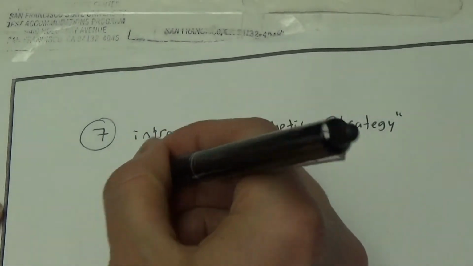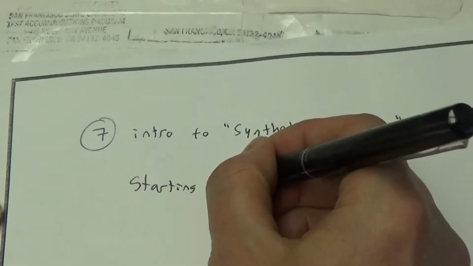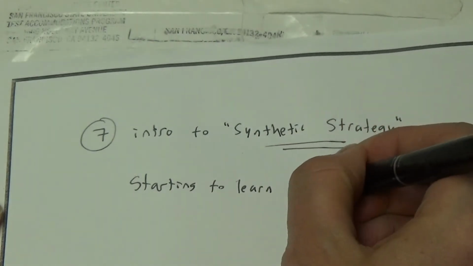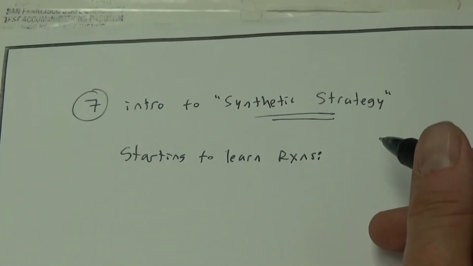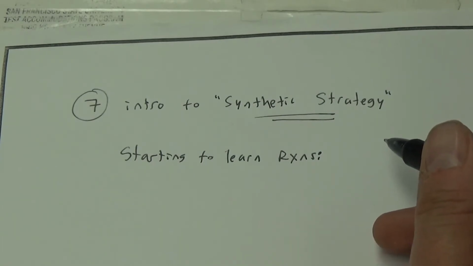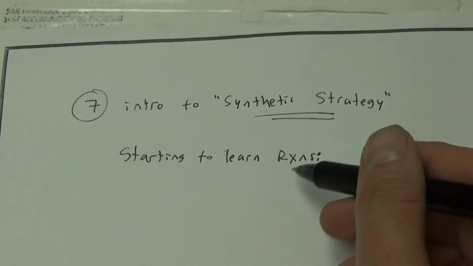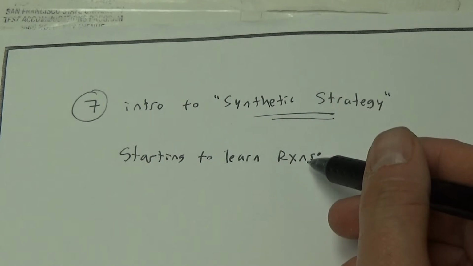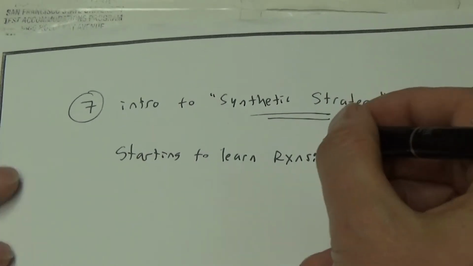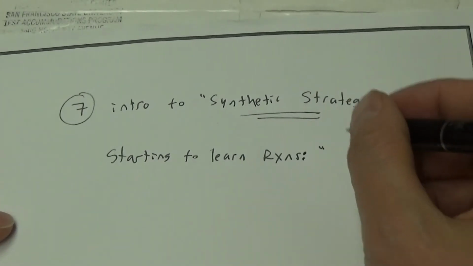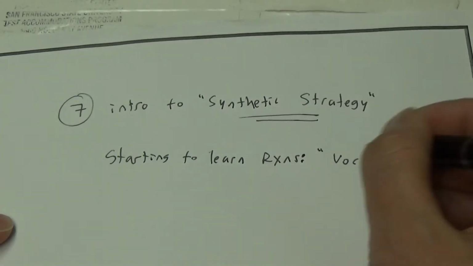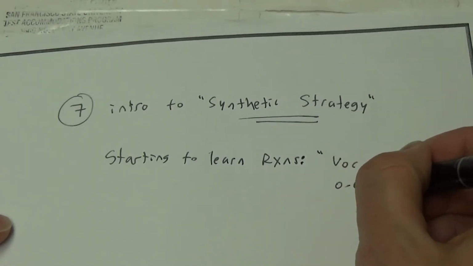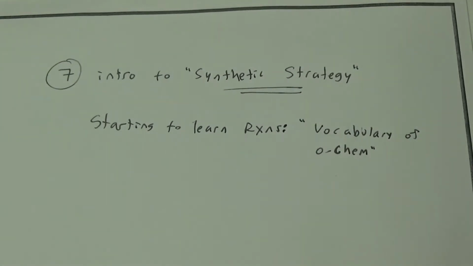So we're starting to learn reactions, right? How many reactions do you know? Starting from a couple chapters ago, you know radical bromination, SN2, E2, SN1, E1, oxidation, reduction, now you know Grignard, all this kind of stuff. You probably don't even know how much you know, but you do actually know a lot of reactions. When I say reactions, I like to say the vocabulary of OChem.